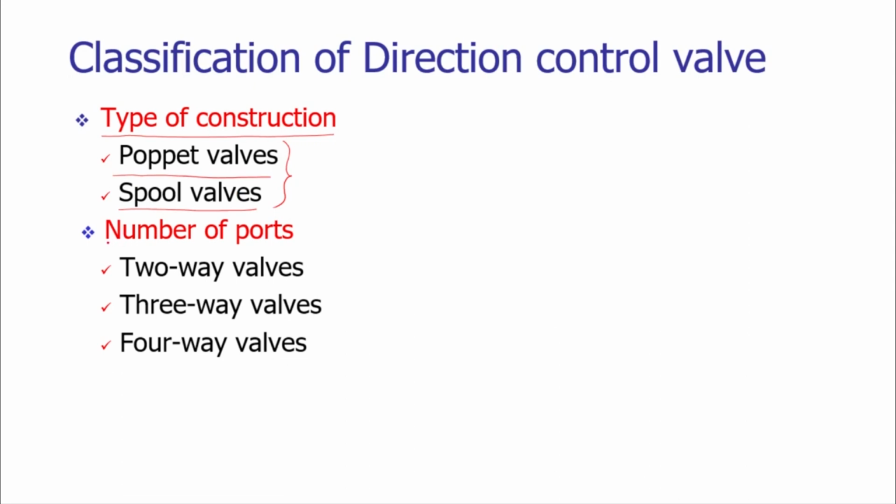We are also having the classification based on the number of ports. As we have seen in our previous slide, a typical control valve is having openings, external openings. Based upon the number of openings the control valve has, we can have a variety of types of valves. These are the two-way valves, three-way valves, and the four-way valves. We also call these the two-port valves, three-port valves, or the four-port valves.